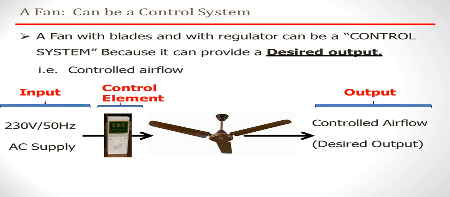Okay, got the difference? In the system we get the output but it is not the controlled output, so it is called only a system. But in the control system we get the desired output with the controlled output, the output parameter is controlled, so it is called a control system.